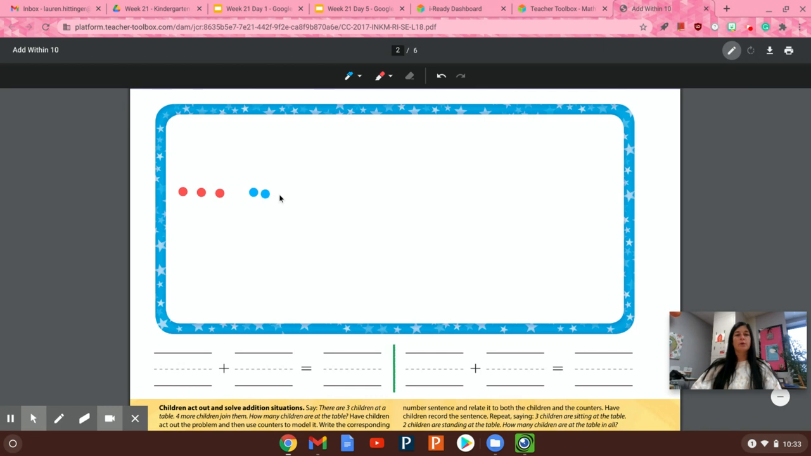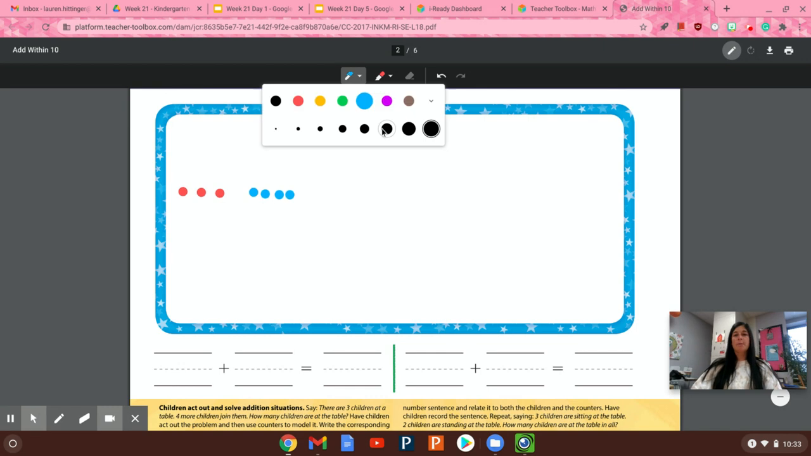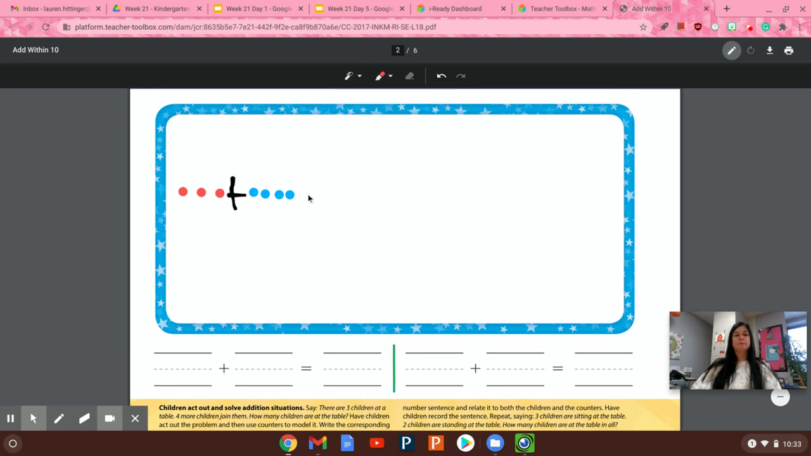1, 2, 3, 4. And remember, if you wanted to add your plus sign, your equal sign. So 3 children plus 4 more children equals 1, 2, 3, 4, 5, 6, 7 children all together. Down here in pencil, I would write my problem out. 3 plus 4 equals 7. Awesome job.